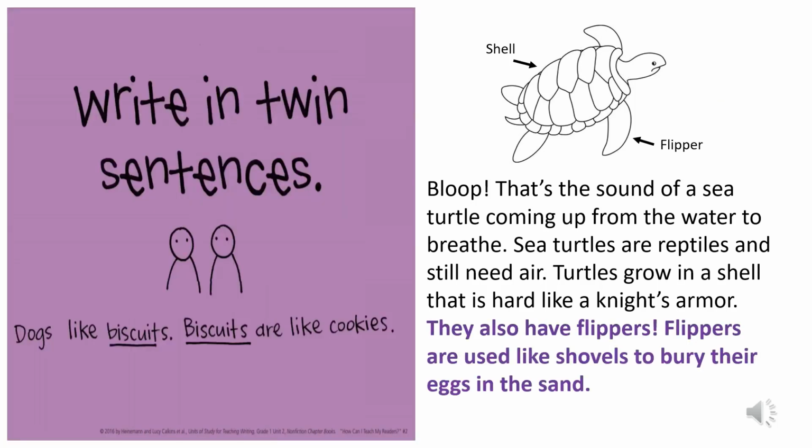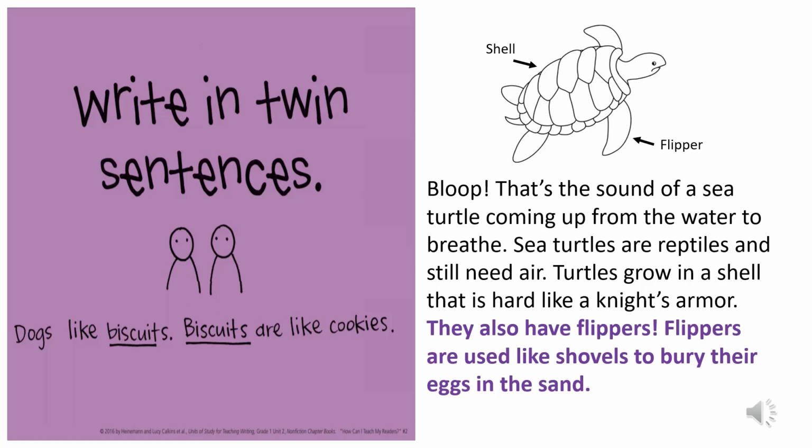When you're reading nonfiction text, you'll notice that authors will sometimes write in twin sentences. What that means is they give one fact in the first sentence and then give additional information about that fact in the next sentence. Kind of like twins, they're similar. For example, dogs like biscuits. Biscuits are like cookies.